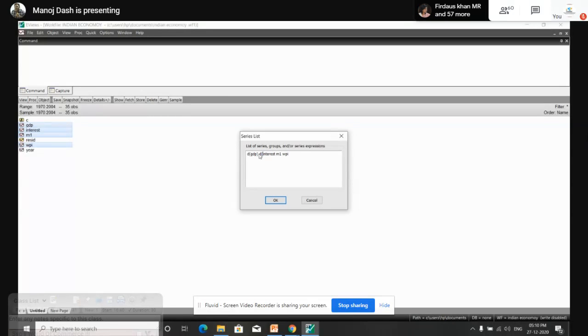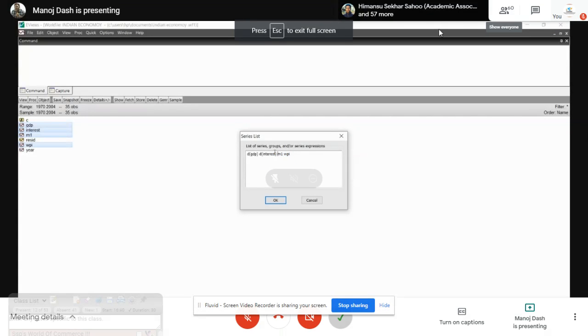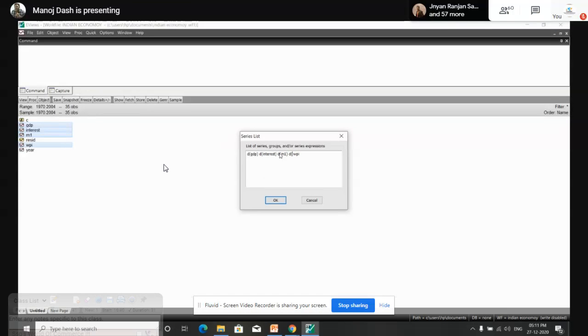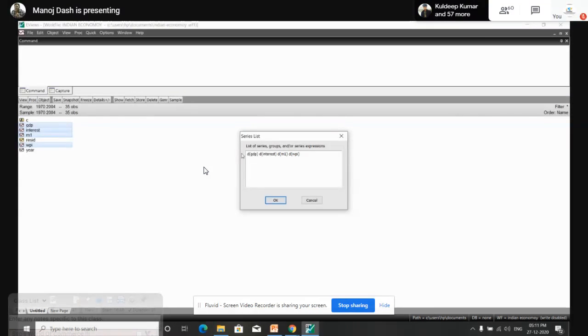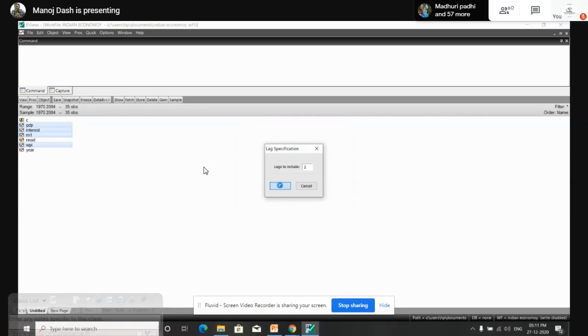Interest. Why have I written the interest? First difference of interest. First difference may be second, you have to check it. Okay. तो मैं बार-बार नहीं करूँगा, आपको already मैं कर चुका हूँ. Clear? Yes. Now, all the first differences, click OK.